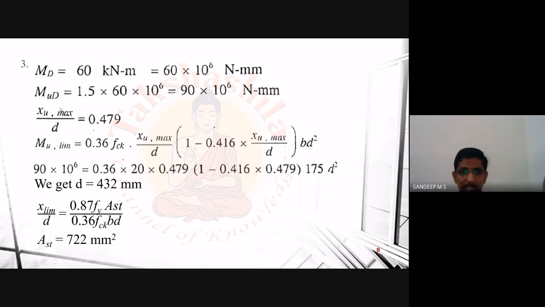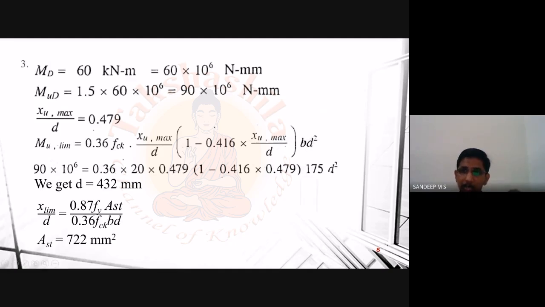Then as per the second step, we are supposed to find the value of x limit by d. That can be taken from the code, and I think for 415 grade it is 0.4, right? We obtain that value, then we use the equation corresponding to the balanced section as we mentioned. Instead of this Mu limit, you have to substitute this value, 90 into 10 raised to 6, here. On the other side, you already know the value of fck, you have the value of x limit by d, and the value of b is given as 175 in the question. If b is not given in the question, you just assume the width of the beam to be around 200 or 250, and you can proceed.